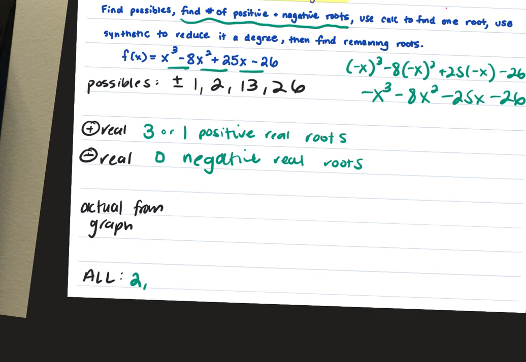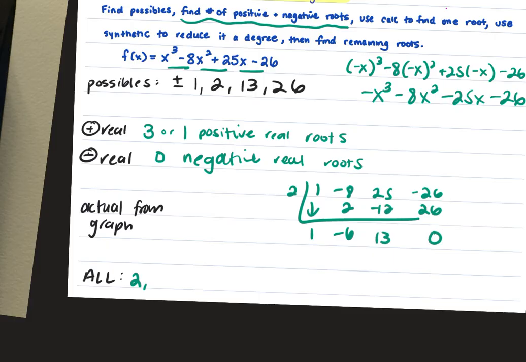Then goes your synthetic division. So 2 goes on the outside. 1, negative 8, 25, negative 26. Bring down the 1. Multiply, put it in the next column, add it. Multiply it, put it in the next column, add it. Multiply it, put it in the next column, add it. If you don't get a 0, something's wrong, because we're saying it's a zero, and if it's a zero, the remainder has to be 0.